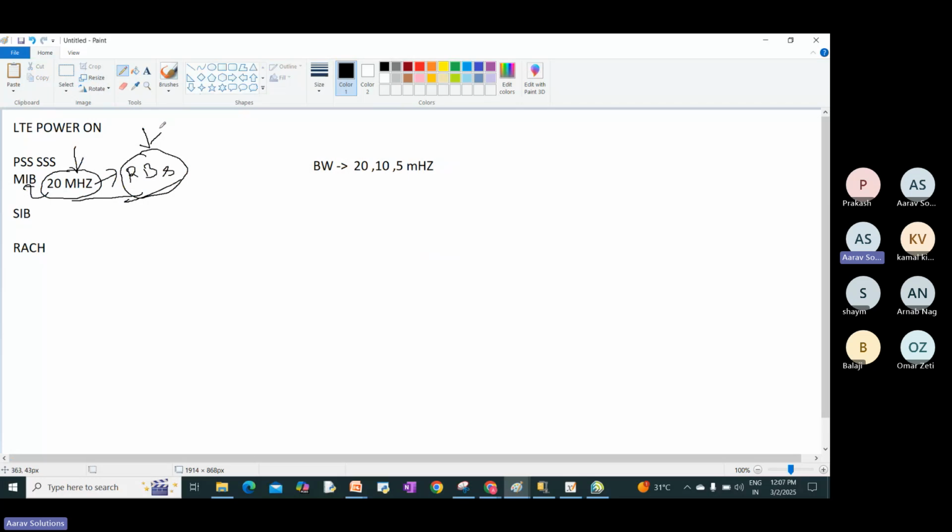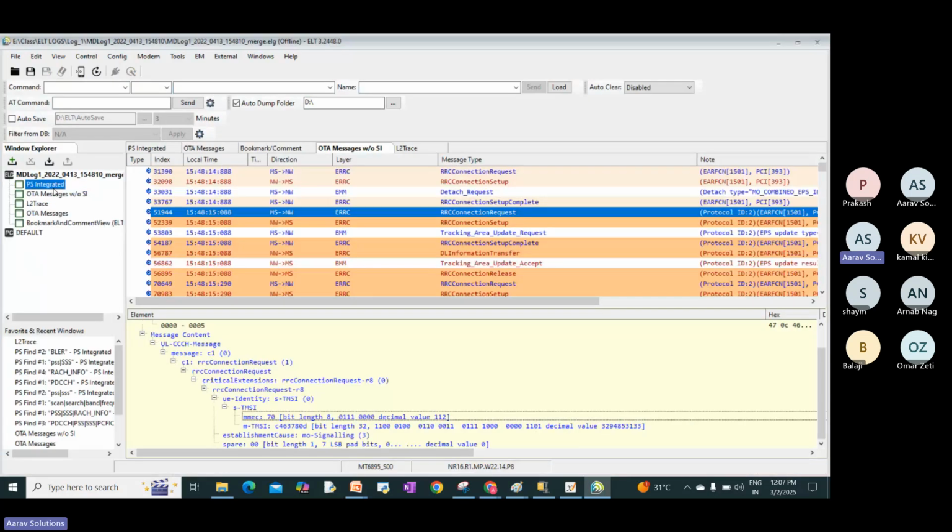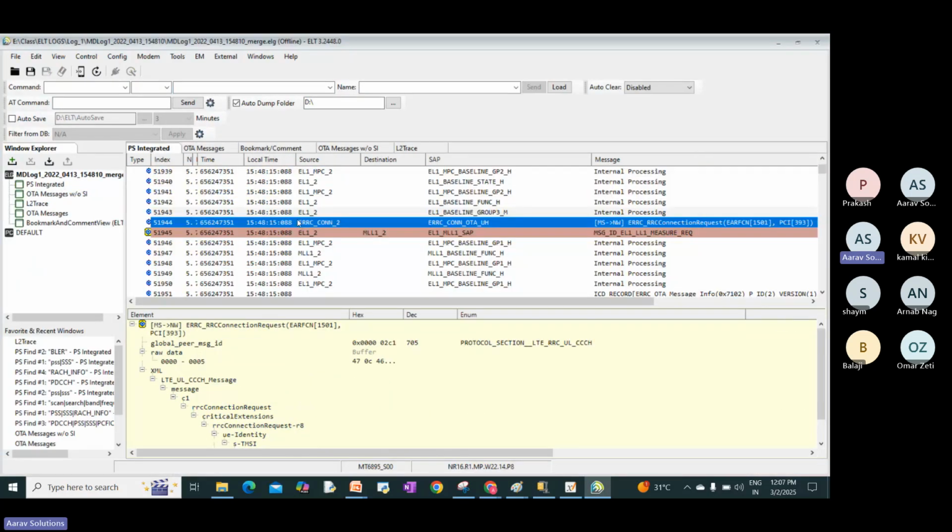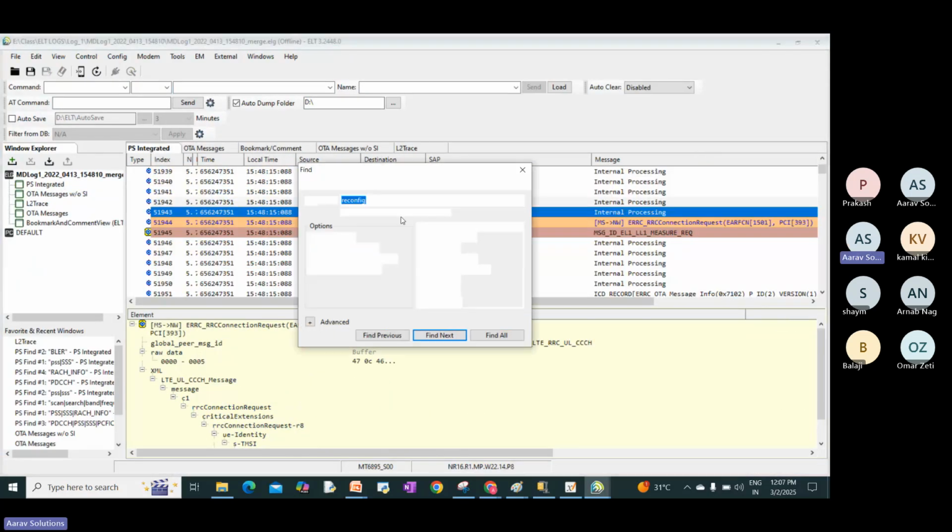If you say you can check the bandwidth in the MIB, and I ask what exact parameter you have seen in the log, and you say 20 megahertz, then that is an incorrect answer. Why? Because the representation is in terms of RBs. So suppose we have thoroughly understood all these concepts and parameters, but now we are seeing exactly the same thing in the log.